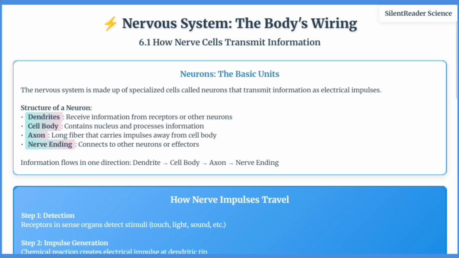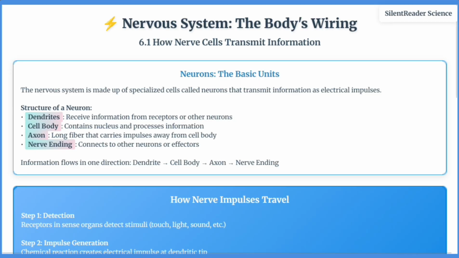Let's begin with the nervous system, the body's electrical wiring network. The basic unit of the nervous system is the neuron, a specialized cell that transmits information as electrical impulses. Each neuron has dendrites that receive information, a cell body that processes it, an axon that carries the impulse away, and nerve endings that connect to other neurons or effectors.